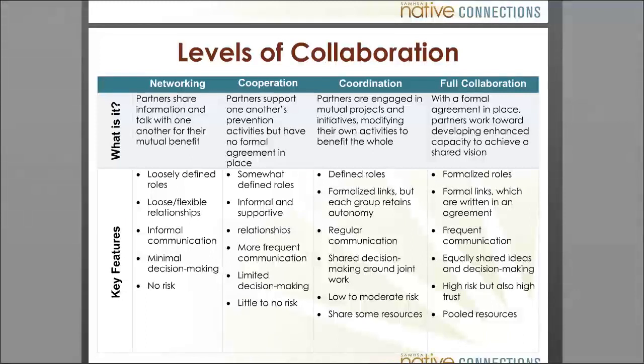When you have a full collaboration in place, this is where you and your partners, your stakeholders, are all working towards developing that capacity in your community to achieve a vision, which in our case is stopping youth suicide. There's going to be more formalized roles. You're going to be sharing more resources, and there's going to be a lot more frequent communication, especially when you're sharing ideas and making decisions.